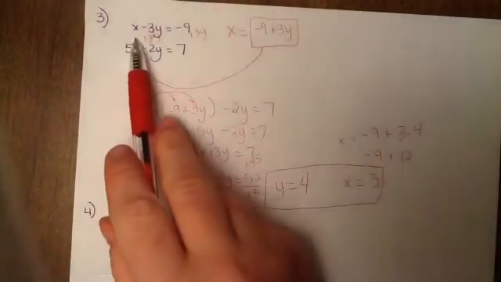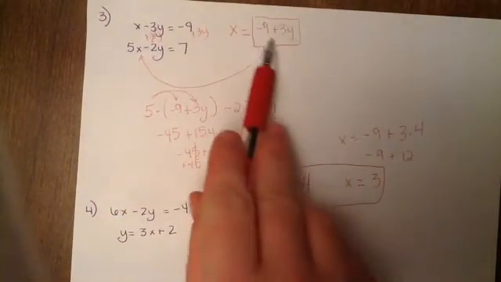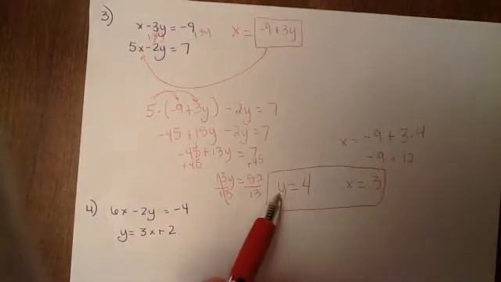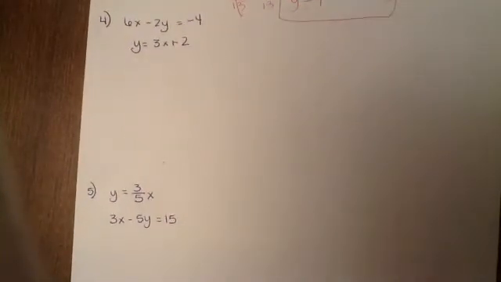Find the variable that you could easily get by itself. Once you have this, plug it back in, solve, plug it back in to find the second. Nice job. Try this next one on your own.